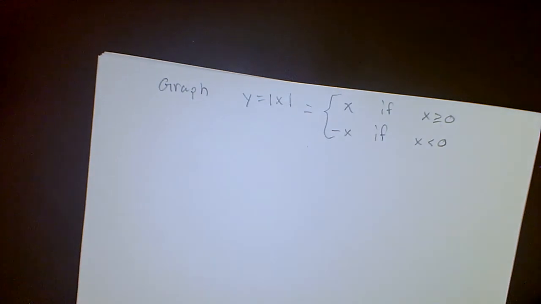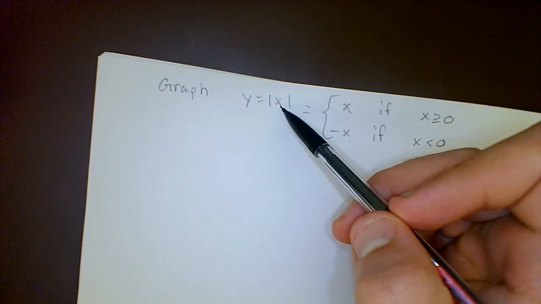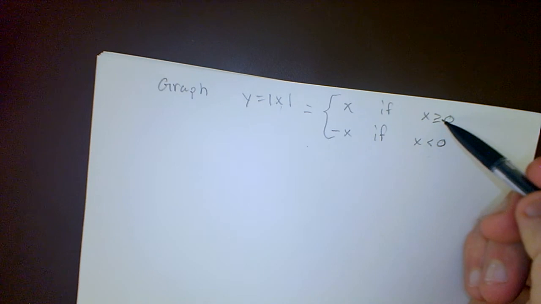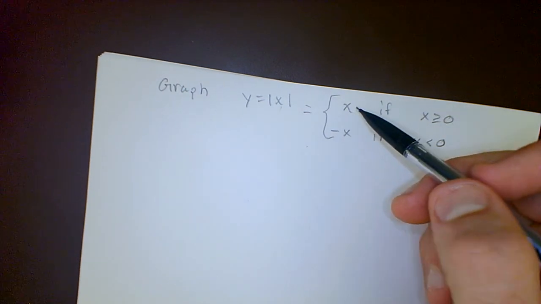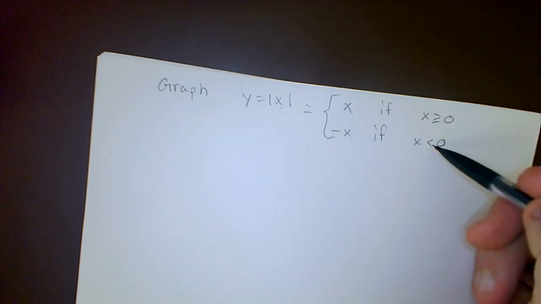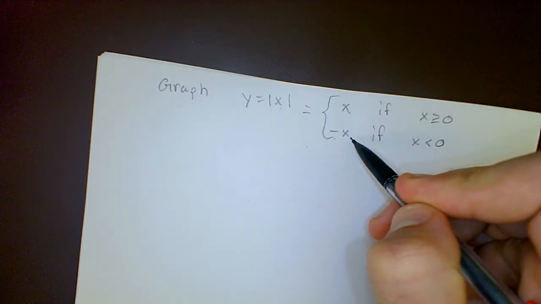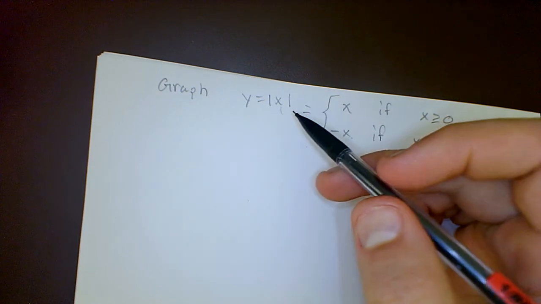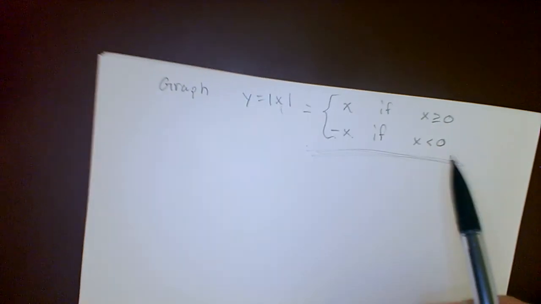Okay, either way. So now if I put 1 in for x, well, 1 is greater than or equal to 0, so I spit back out positive 1. Now if I put a negative 1 in here, well, negative 1 is less than 0, so I need to take negative of negative 1, which gives me positive 1, the absolute value of negative 1. So this is the way you piecewise define an absolute value.